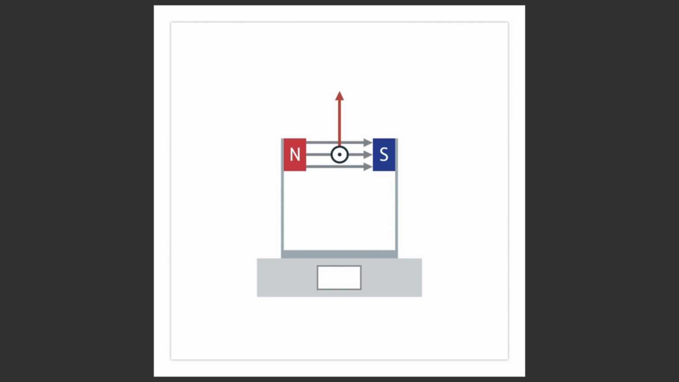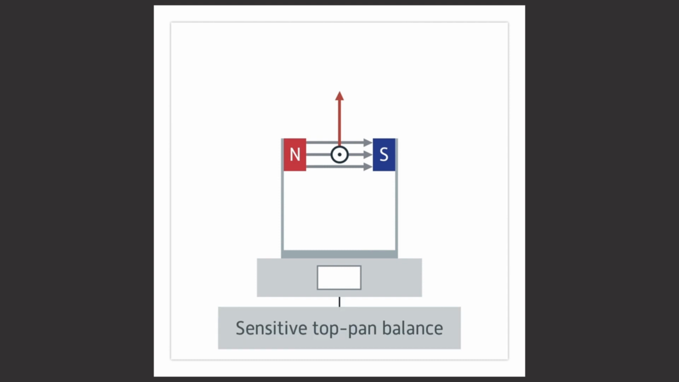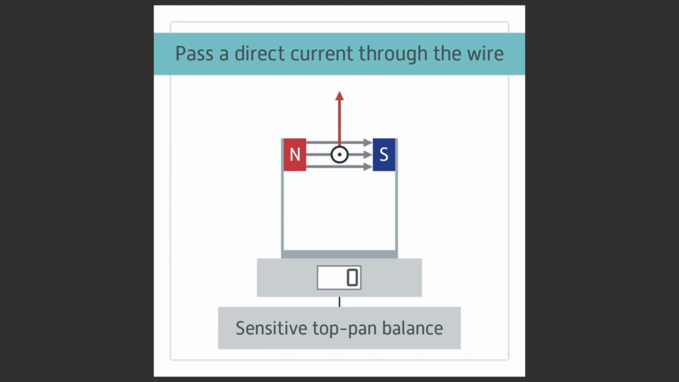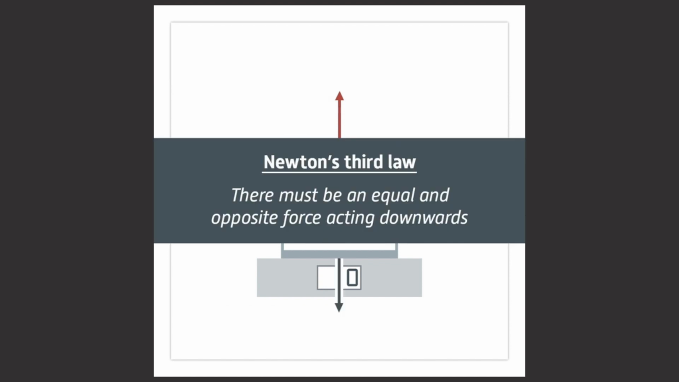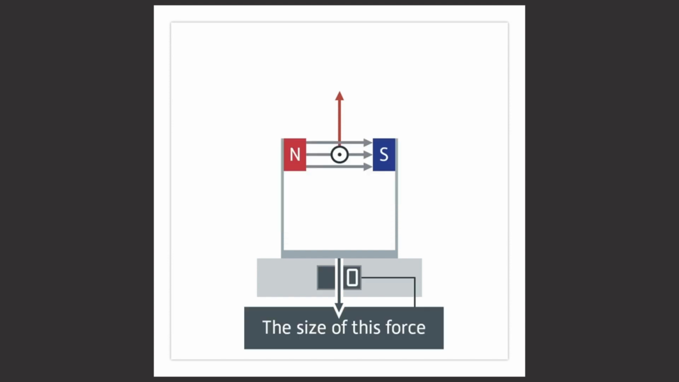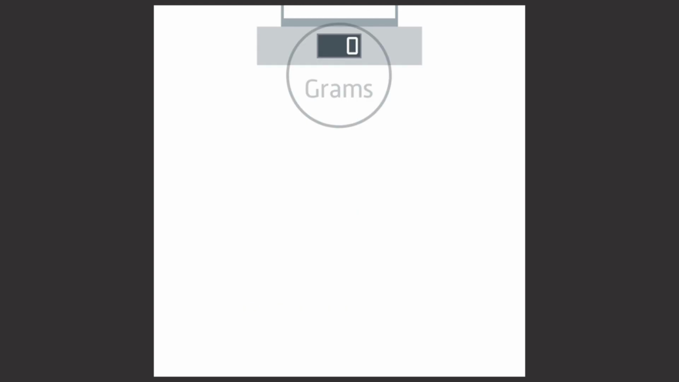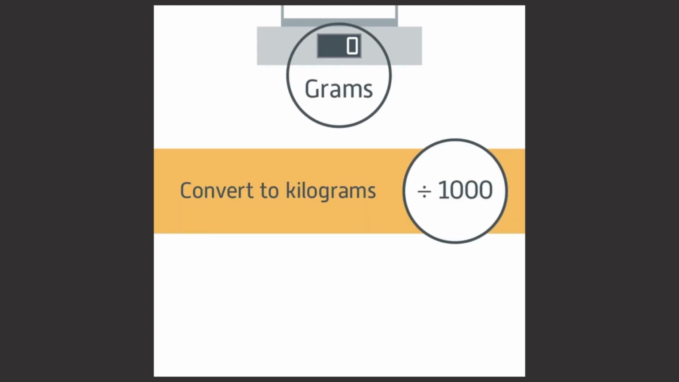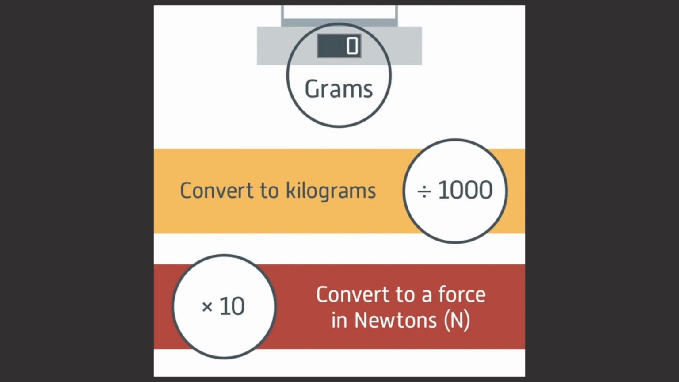The whole arrangement is placed on a sensitive top pan balance, which is then set to 0. Pass a direct current through the wire. Because the magnetic force produced is in the vertical direction, according to Newton's third law, there must be an equal and opposite force acting downwards. The size of this force can be read from the display on the balance. If the reading is in grams, you would need to convert this to kilograms by dividing by 1,000, and then multiplying by 10 to convert the reading to a force, in newtons.